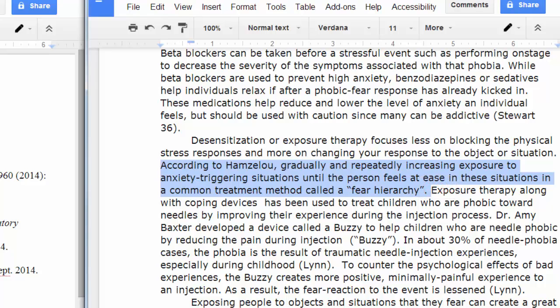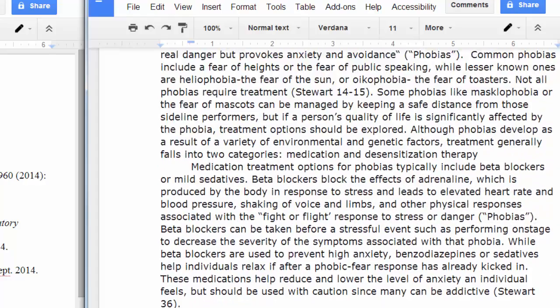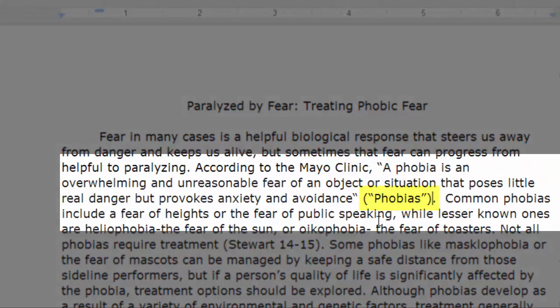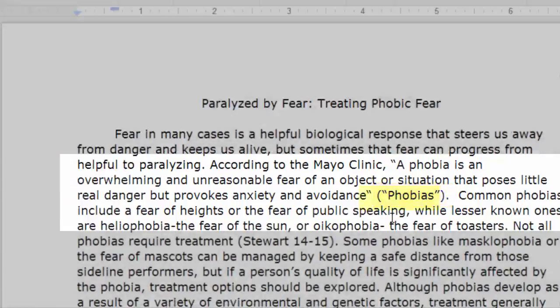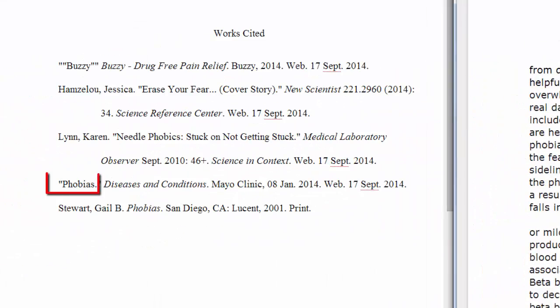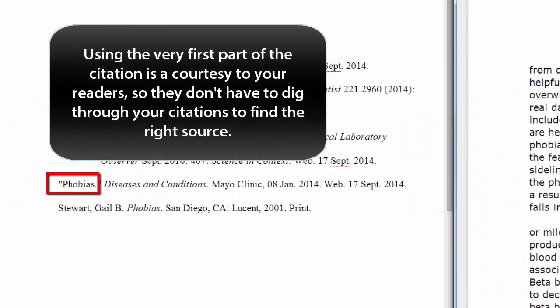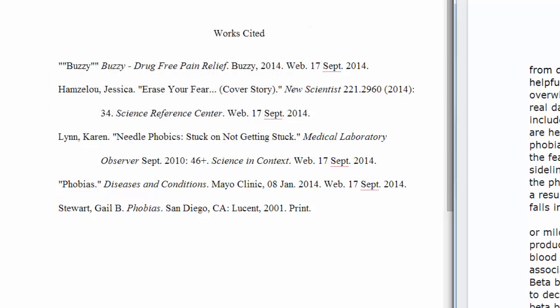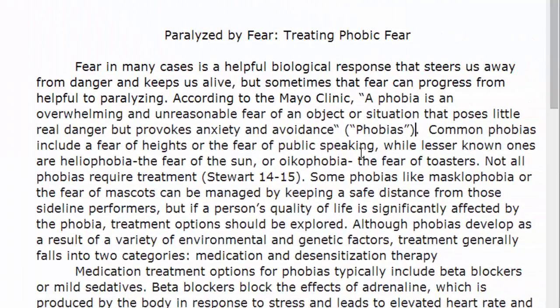In that earlier sentence in my introduction where I referenced the Mayo Clinic before my direct quotation, I still did need my parentheses because remember, you have to always include that very first part of your works cited citation, and for that resource, it was the title of the website, not the publisher or the Mayo Clinic. So I still did include my parentheses at the end of that sentence that corresponded with the title of the website where I got my information.